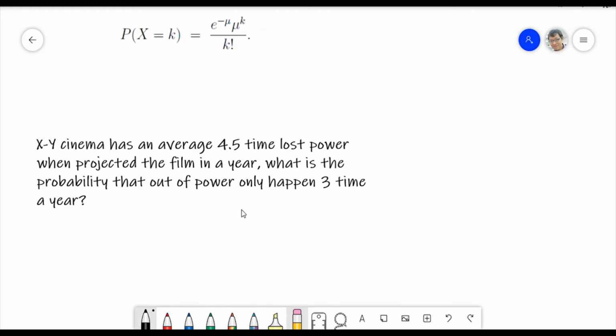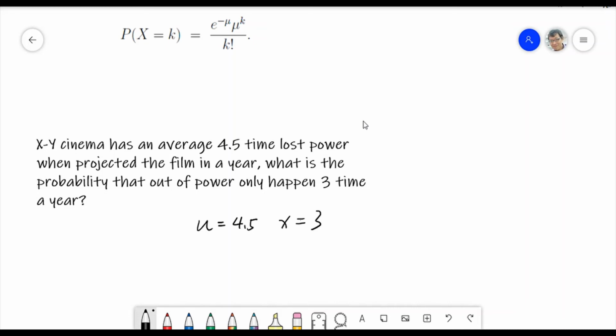Now the question asks: the power only goes out 3 times a year. What's the probability, right? So look at the formula here. We need x. We need a mu, right? Mu we already know is 4.5, right? X is what? Only 3 times, right? If you understand, it's quite easy.